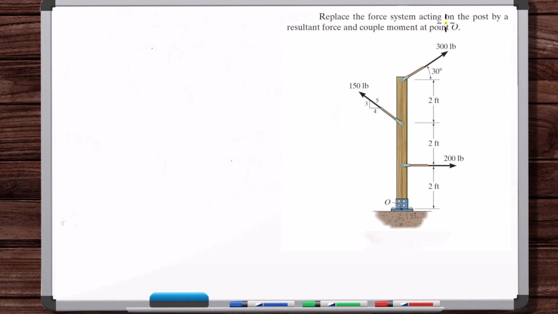Replace the force system acting on the post by a resultant force and couple moment at point O. So we've got this post here. There's these three external forces acting on it. Those aren't the only actual forces acting on the post.